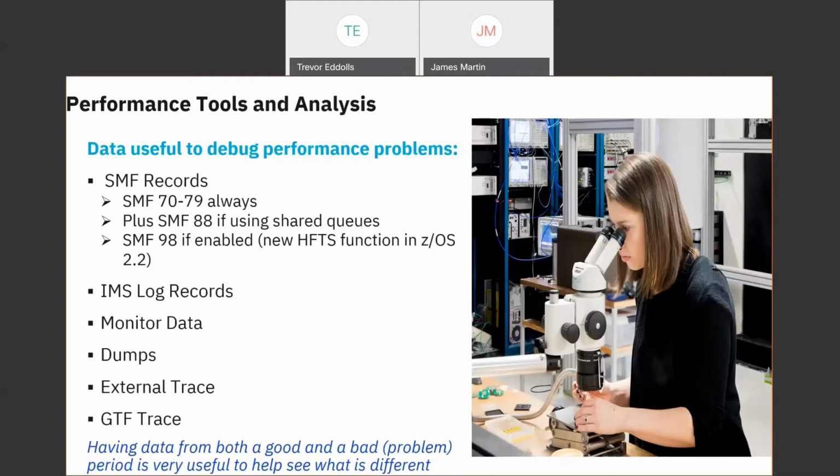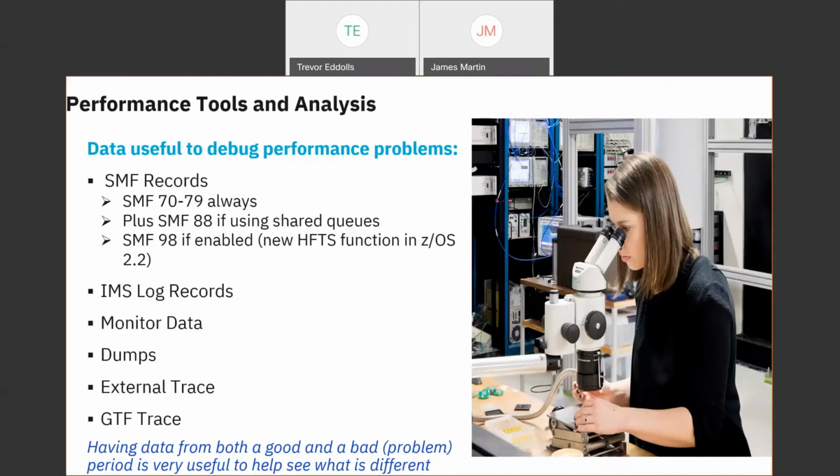The IMS DVDC monitor data is very, very useful, but very, very voluminous. A lot of times we don't see customers using that monitor data on a daily basis, but they will use that monitor data when it comes down to pinpointing a very specific problem and looking very deep into that problem. So monitor data is out there as well.